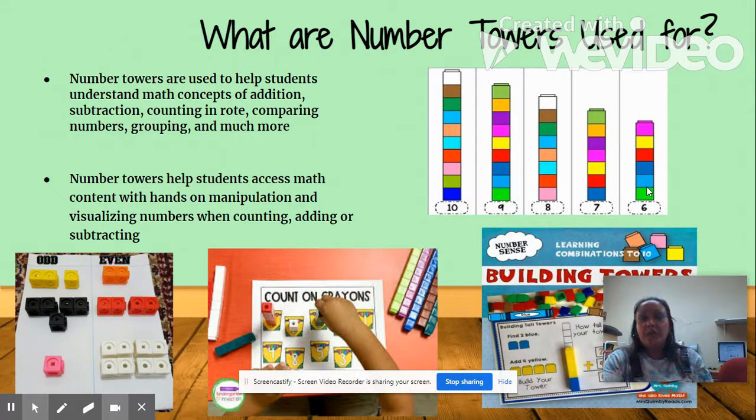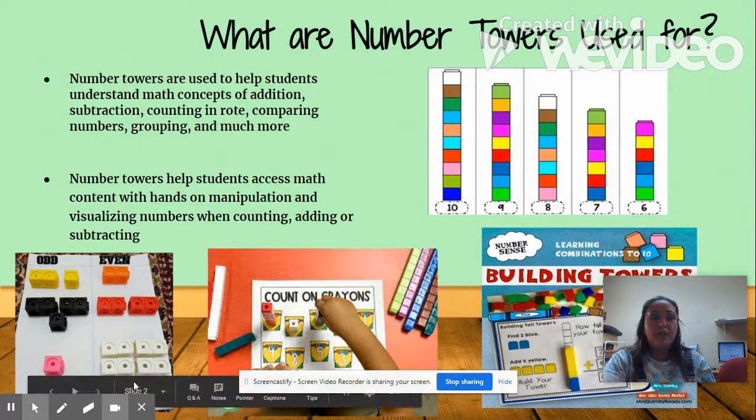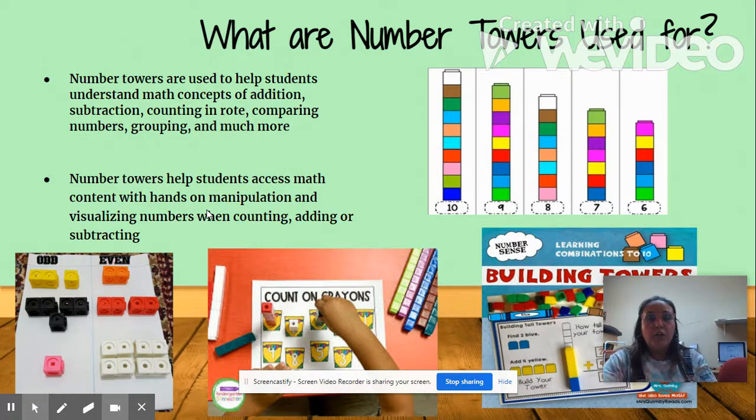Number towers are used to help students understand math concepts such as addition, subtraction, and counting in a row, that's counting up from 1 to 60, 1 to 100, whatever you choose. It also includes comparing numbers. Say you want your students to compare evens and odds, you can have them separate them. You can do groupings such as, count all the blue ones, count all the red ones, count all the white ones, and see how many each contains.